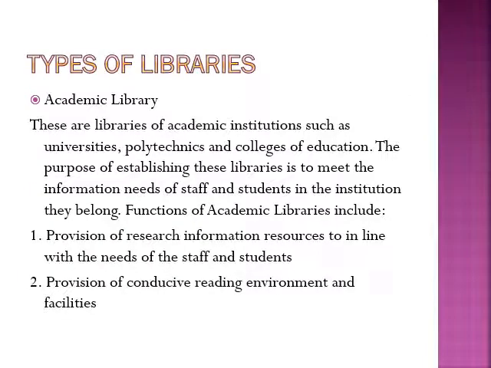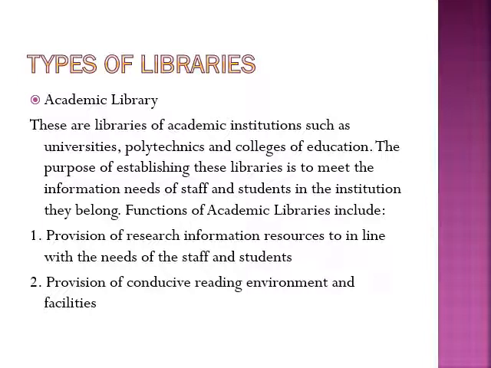So now let's look at the crux of today's lesson, that is types of library. Basically, we have 5 types of library. We have what we call academic libraries, special or research libraries, school libraries, public libraries, and national libraries. We're going to pick each and every one of them, and you will see their features and their functions and where they are situated.